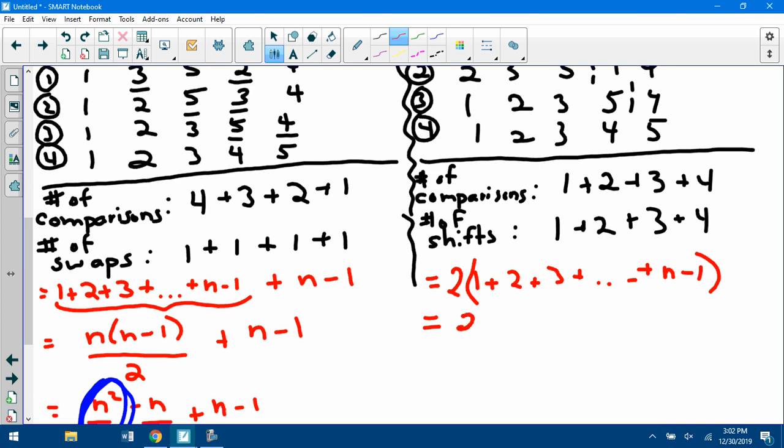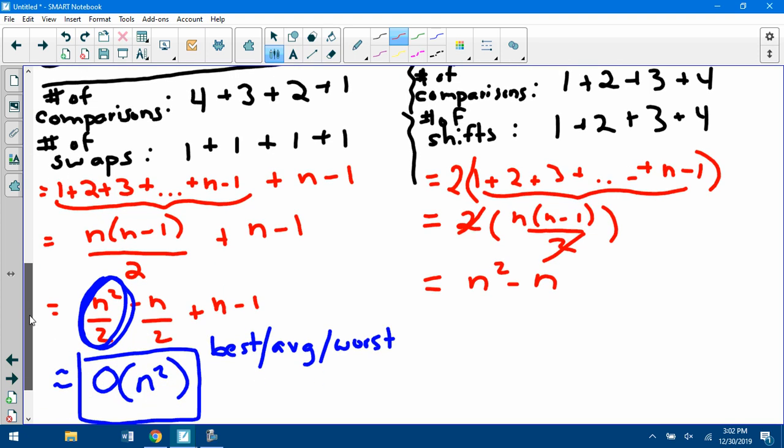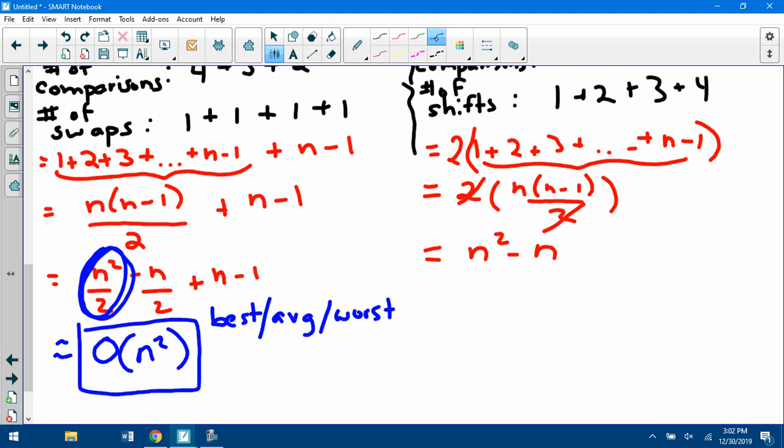Just like before, this section in here, I could write as the sum of the arithmetic series. It's n times n minus 1 over 2. Mathematically, those two expressions are equal. Twos cancel. I'm left with n times n minus 1, or n squared minus n. And for really big numbers, what type of graph is that going to be? Well, n squared is the driving force again. So this also has n squared efficiency.